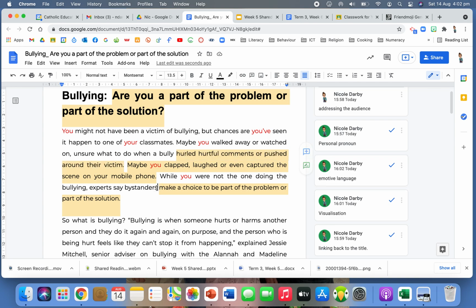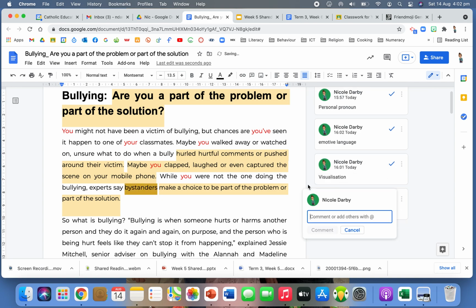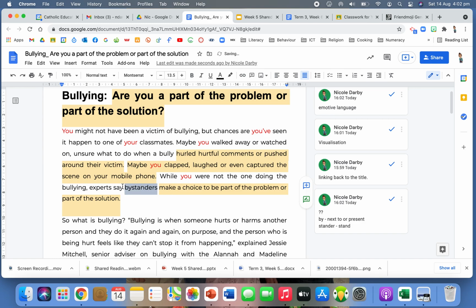When I think about this bystander, that's an interesting word. What does it mean by bystander? So I'm thinking about breaking up that word. I've got by and I've got stander. When I think about stander, I think that I'm standing there. And when I think about by, I'm maybe like next to or present. So bystander is someone who is there, seeing something, and then making a choice whether they're going to do something about it or be part of the problem. That's someone who's not doing the actual bullying, but someone who's with the bully or can see what the bully is doing. I think that's a really powerful word as well.